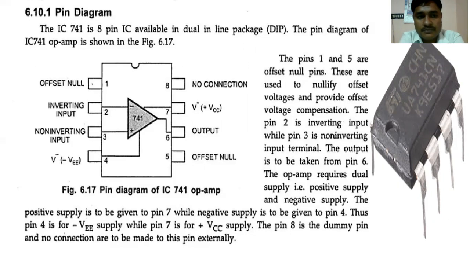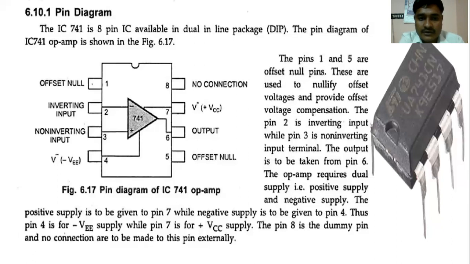Pin number 2 is the inverting input. That means whenever you give the input signal to pin number 2, it will be inverted at the output signal. Pin number 3 is the non-inverting input terminal. That means whenever you give the signal at pin number 3, you will get the output in the same phase, without inversion. And pin number 6 is for the output.